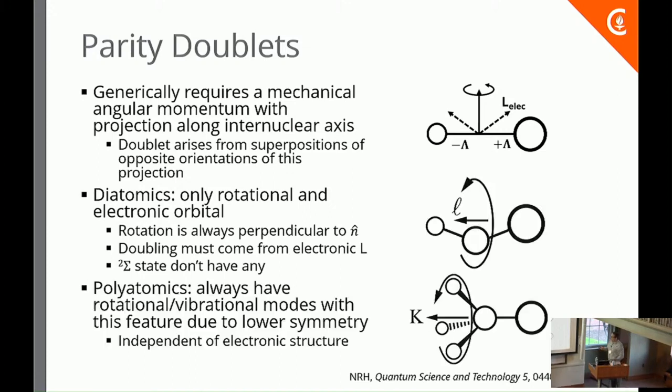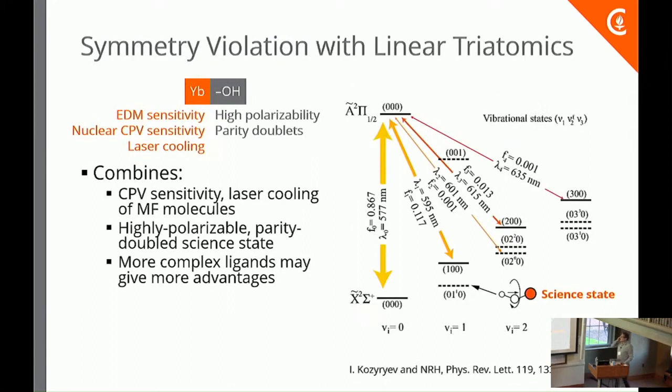But in polyatomics, they always have features like this due to the fact that they have lower symmetry. So there are always mechanical modes that have angular momentum around a symmetry axis. So L doubling, where in the vibration mode the middle nucleus is orbiting around the symmetry axis, or K doubling, where you have rigid body rotations around the symmetry axis. You always get those, and that's independent of the electronic structure, say, of some metal here. And so that's a nice platform for symmetry violation.